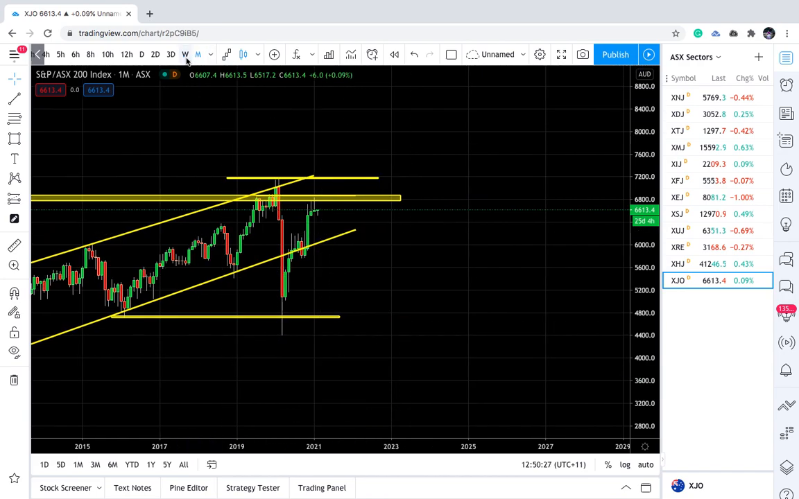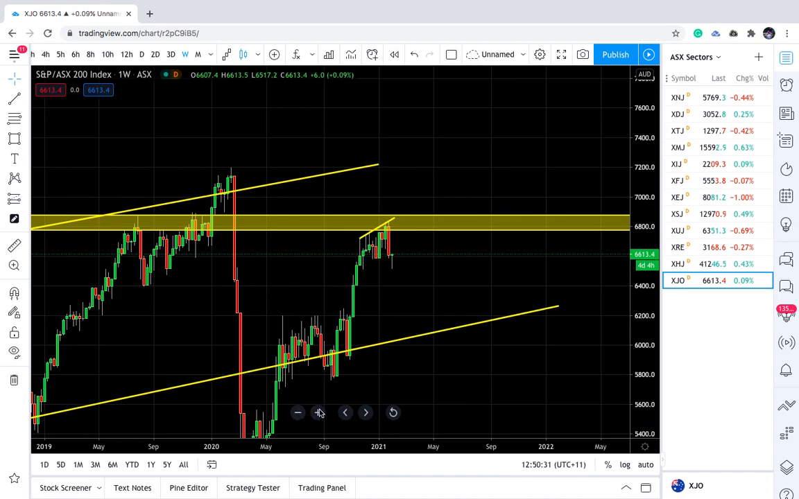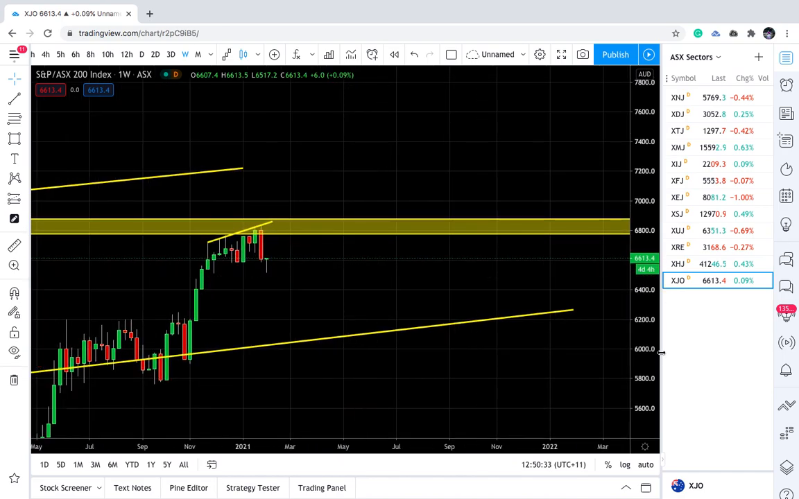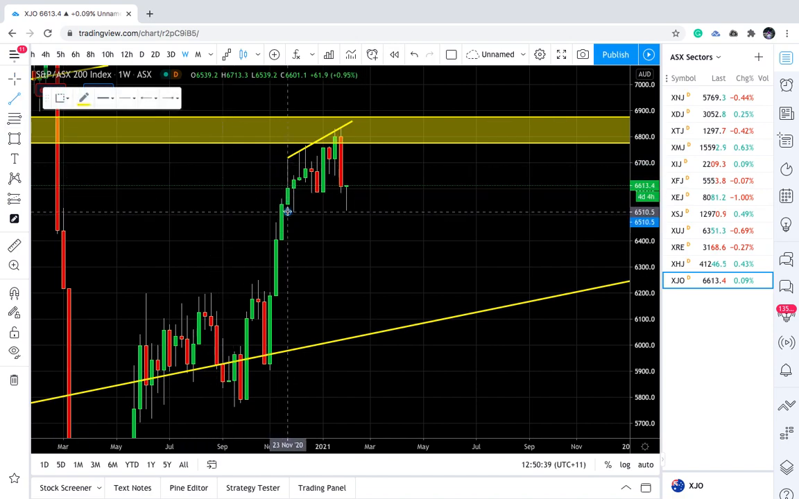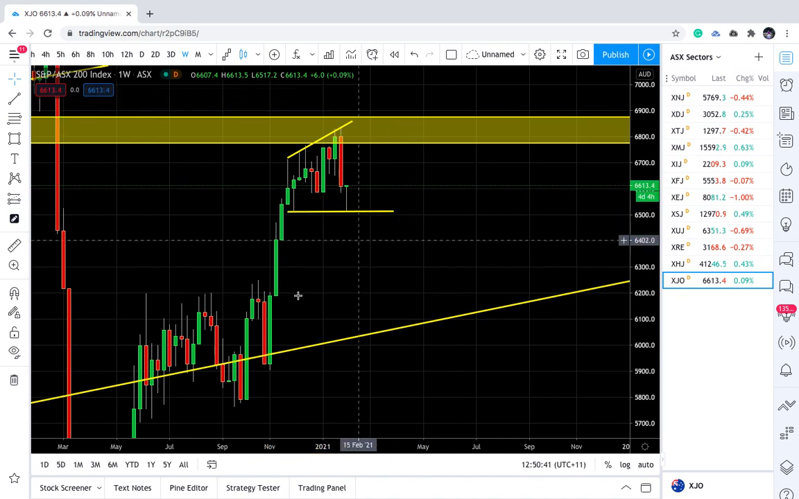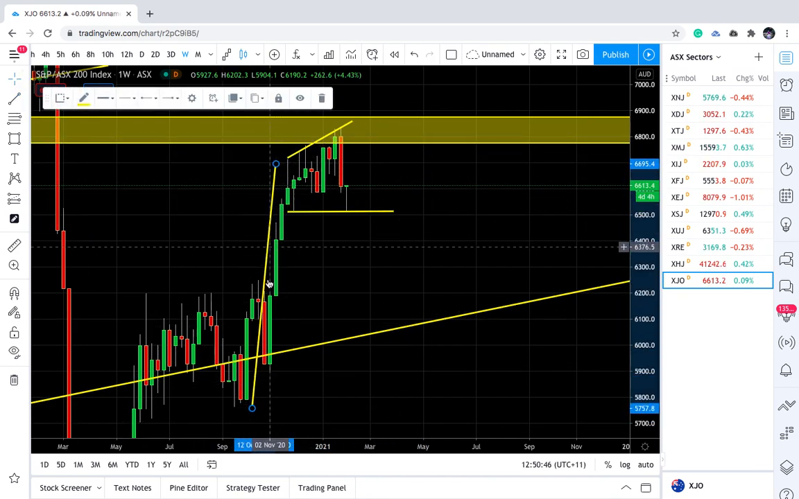Now we will go to the weekly chart. With the weekly chart, you see here this is a broadening formation that is happening. You can say that this formation is a flag. So all of this, the pole, and then this broadening formation acting as the flag.